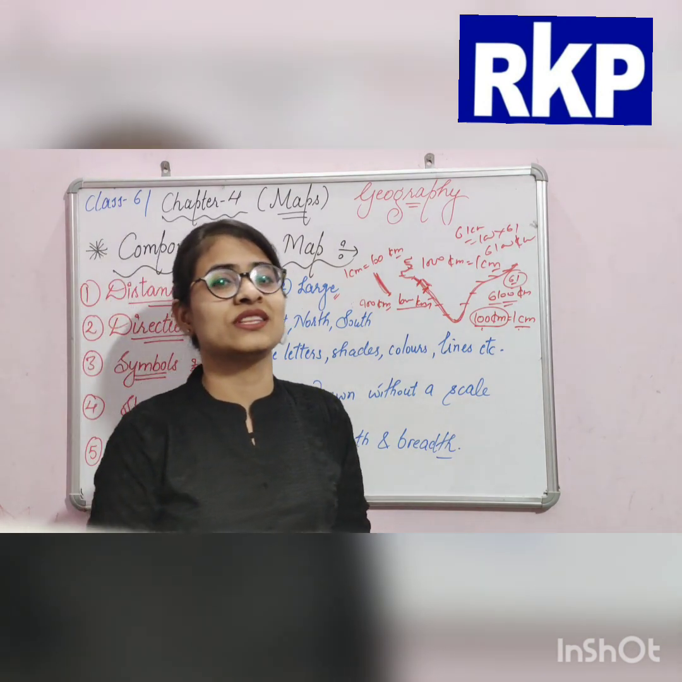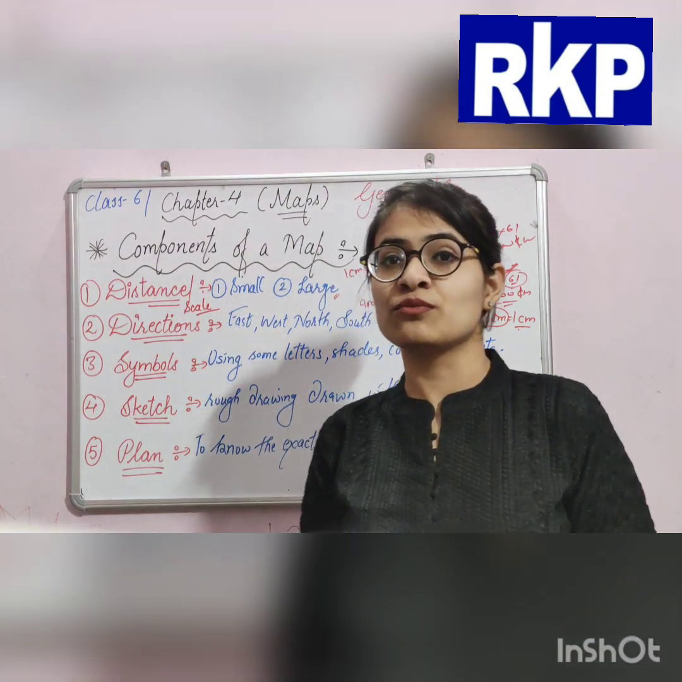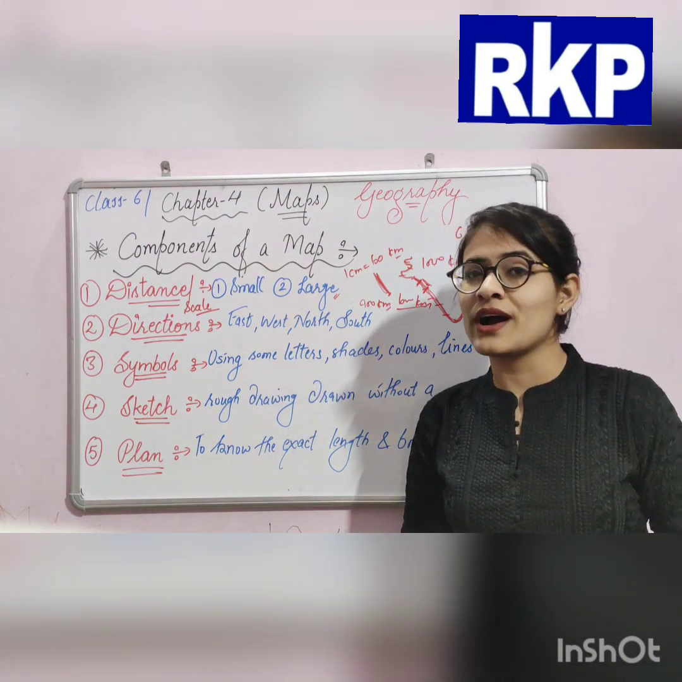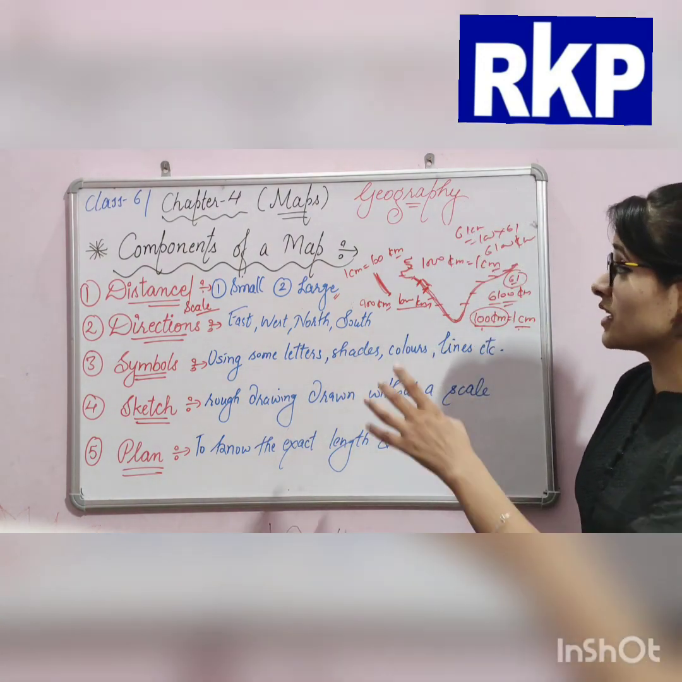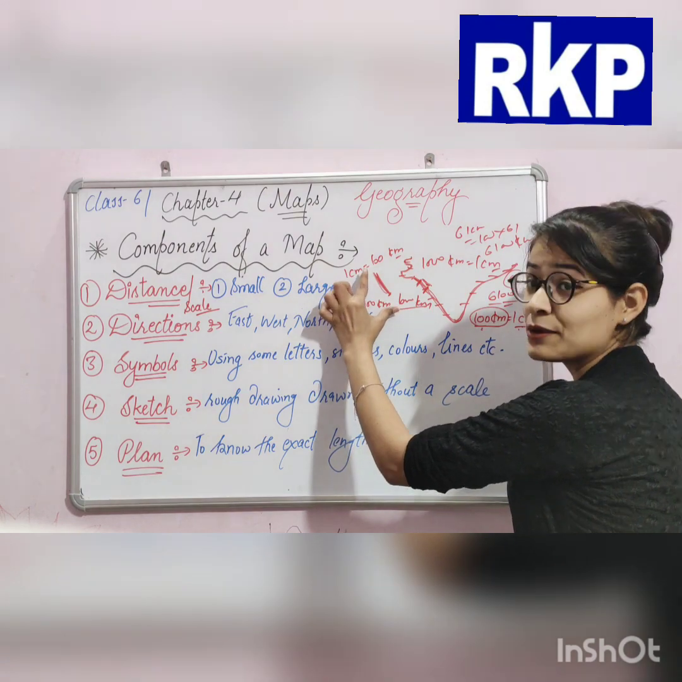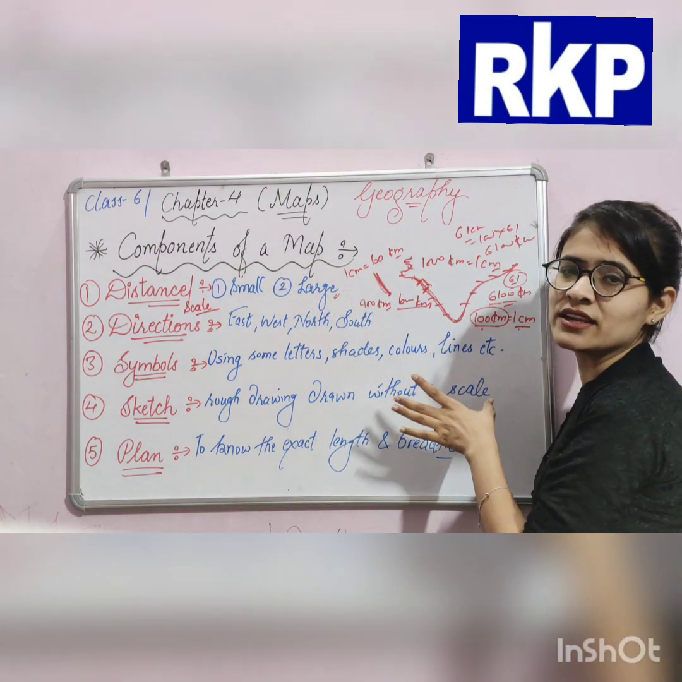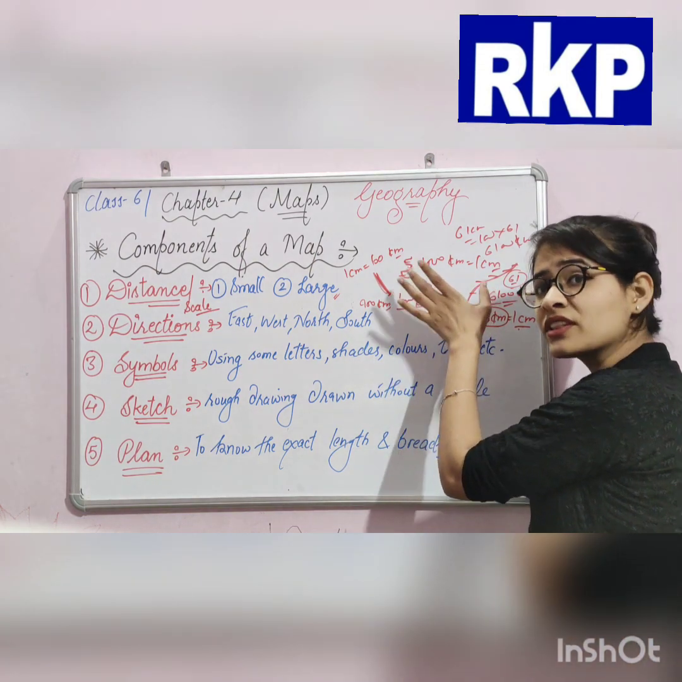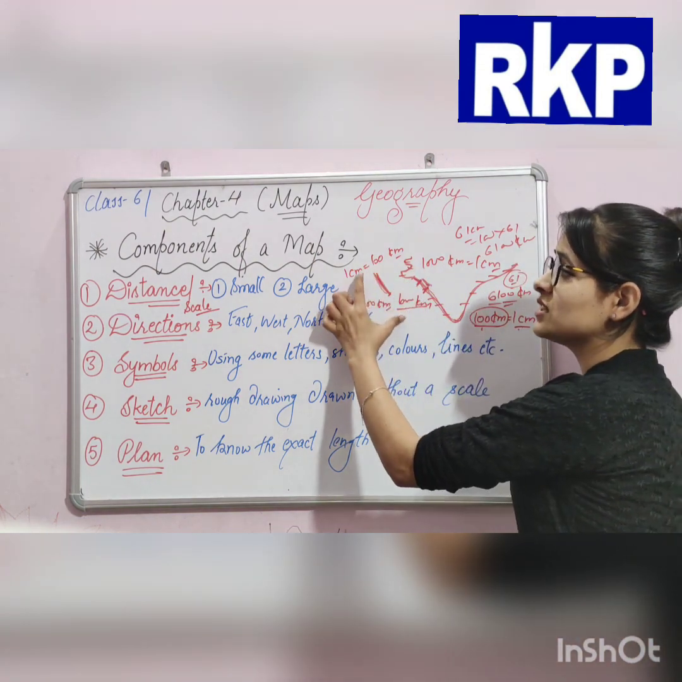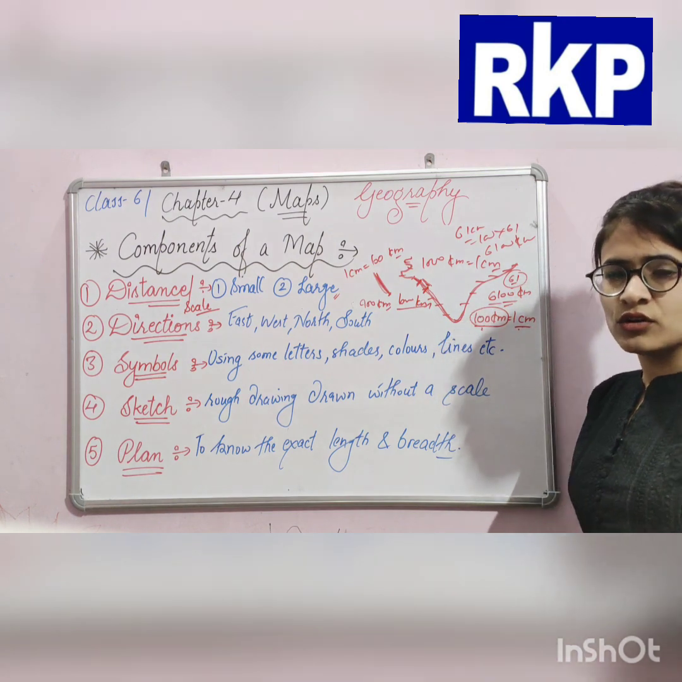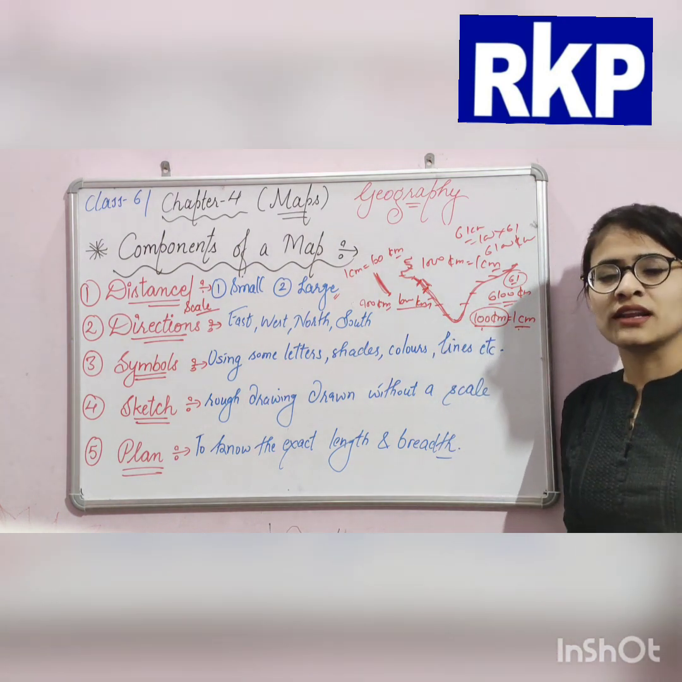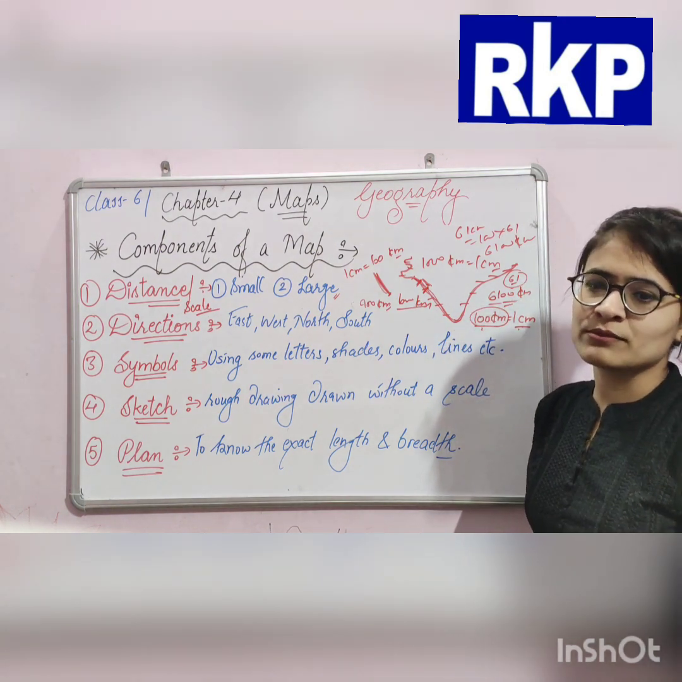And these large scale maps give us more information. Why? Because they give us information about that particular area, whereas a small scale map gives information about a large area. This will not give as much information as the large scale maps give. So these are the small and large scale maps.